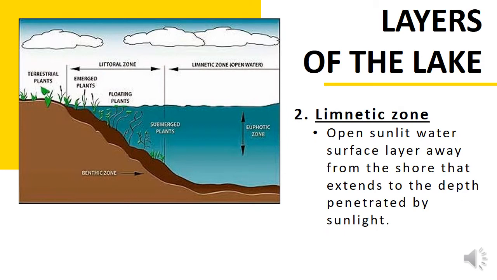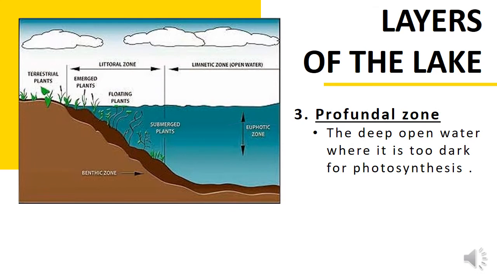Second one is the limnetic zone. It is an open sunlit water surface layer away from the shore that extends to the depth penetrated by sunlight. As the main photosynthetic body of the lake, it produces the food and oxygen that support most of the lake's consumers. Third one is the profundal zone.